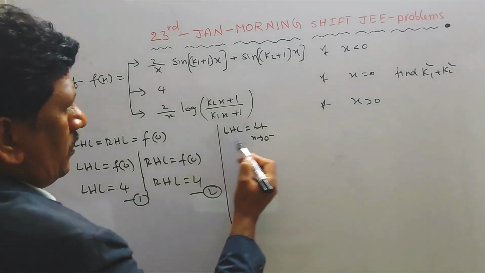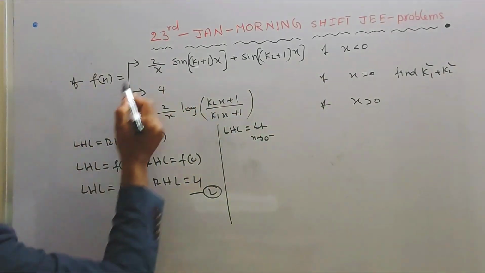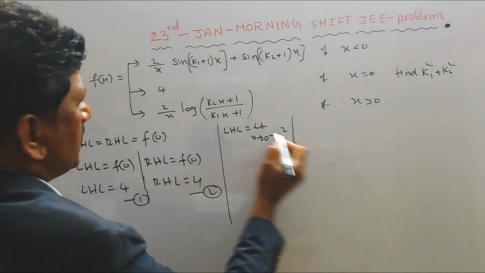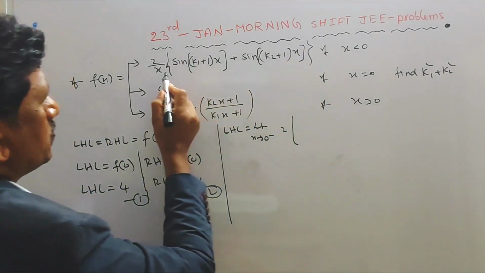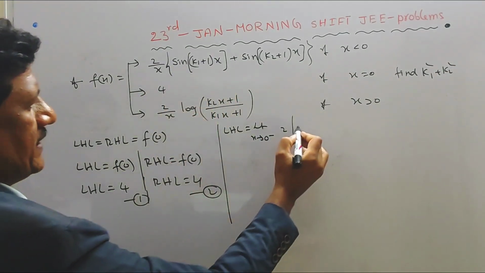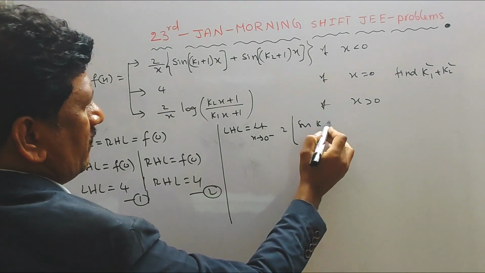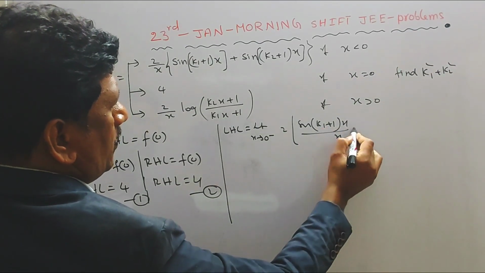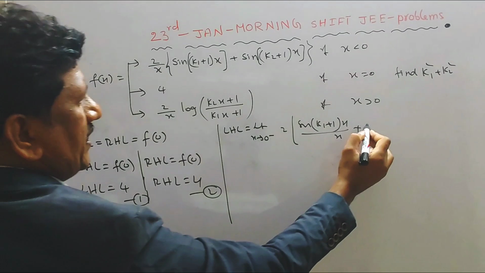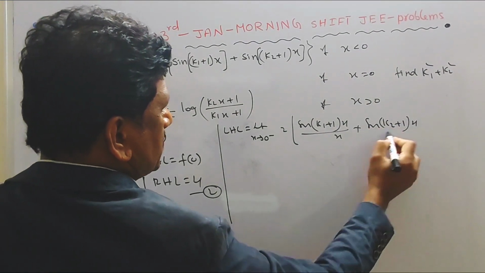Then x less than 0, take this function. Write the 2 outside only, and send the x inside here. If you send x inside, you will get sine of (k1 plus 1)x by x. Multiply x here also, you will get sine of (k2 plus 1)x by x will come here.